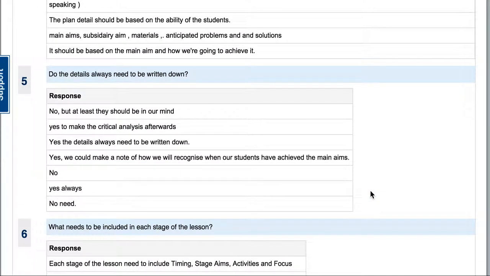Question number 5, do the details always need to be written down? Well, it would be nice, wouldn't it, if we had time to do this for every lesson we teach, but of course we don't. So I think actually it's acceptable, especially for experienced teachers, to just have a plan in your mind even. And the article suggests this as well, that you can have a framework in your mind to think about what you're going to do and why you're going to do it, think about the stages of your lesson, and so on.